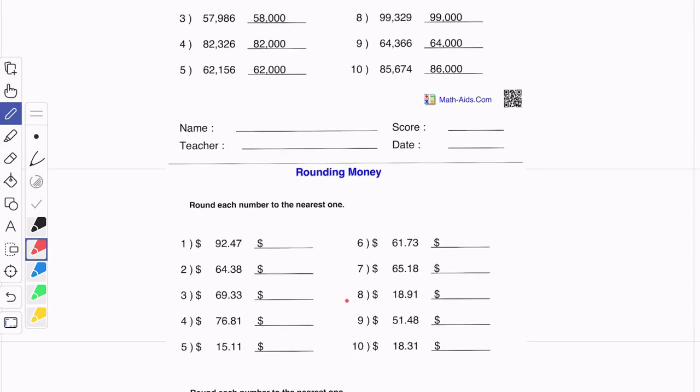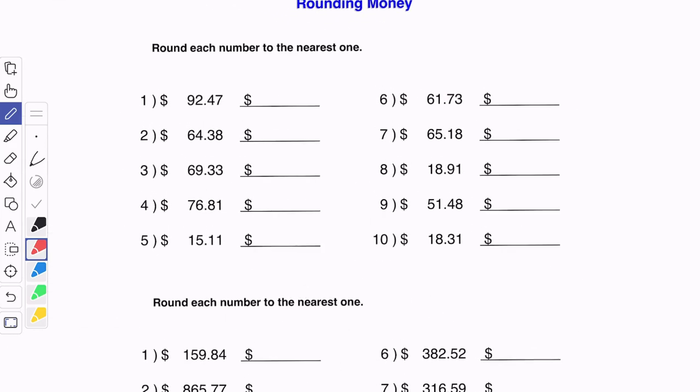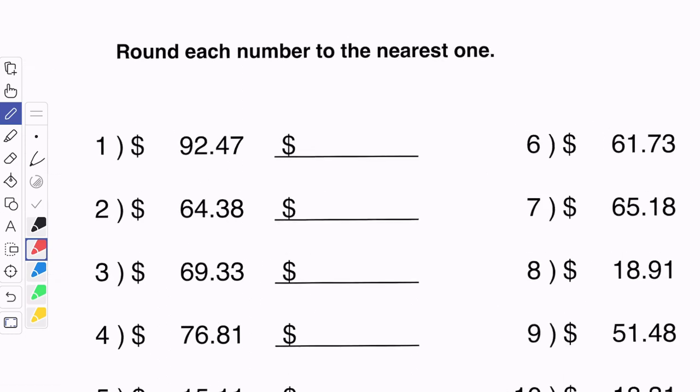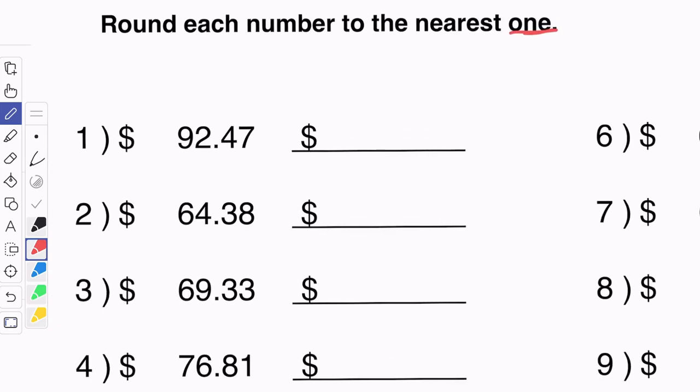And then those are our answers. Now this is rounding money, so this is how it correlates to the real world. We're going to round each number to the nearest 1. So this is basically what we did. To the nearest 1 is this 1, but we're going to do it based off of the next 1.